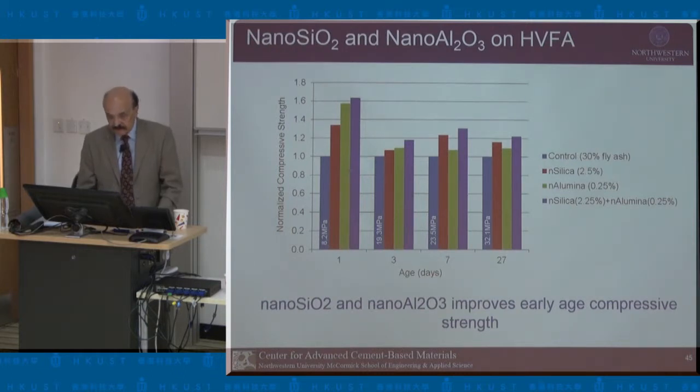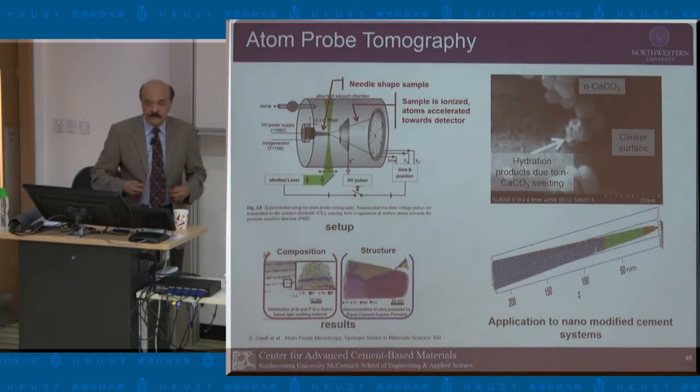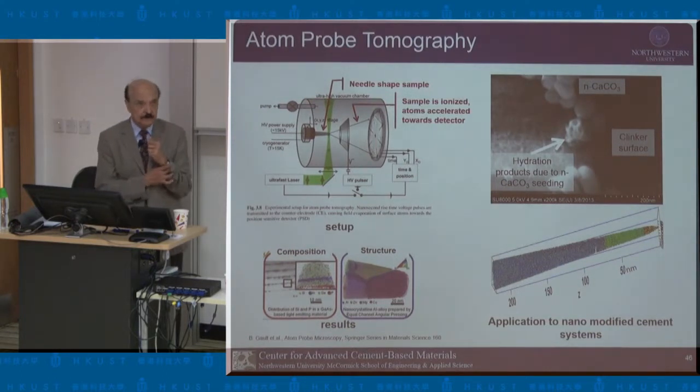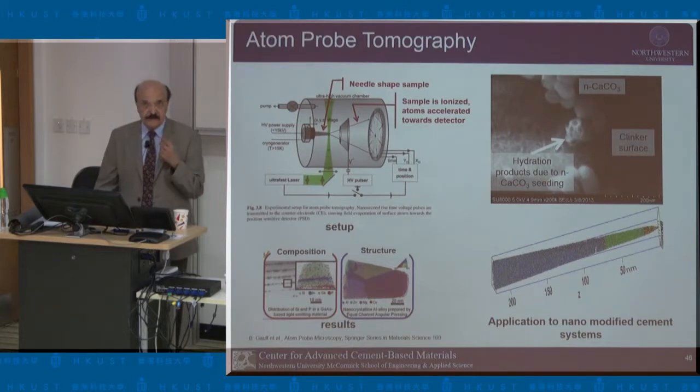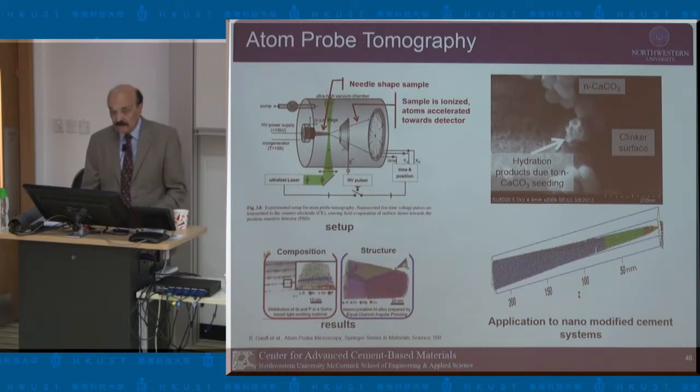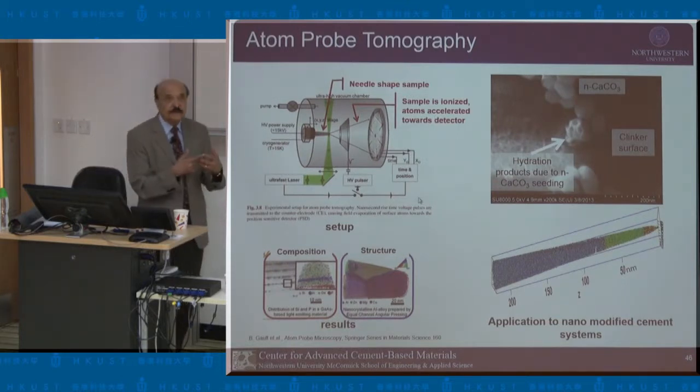And to better understand it, we have just started to use this tool, which is called atom probe tomography. We start with a field ion microscope and a conical specimen. We start with a clinker, and then by removing ions by field ion, get this kind of shape, put it there, and put a particle on whatever we are studying, this is nano calcium carbonate. And then the sample is ionized atom by atom, and you get a 3D picture of what is happening.